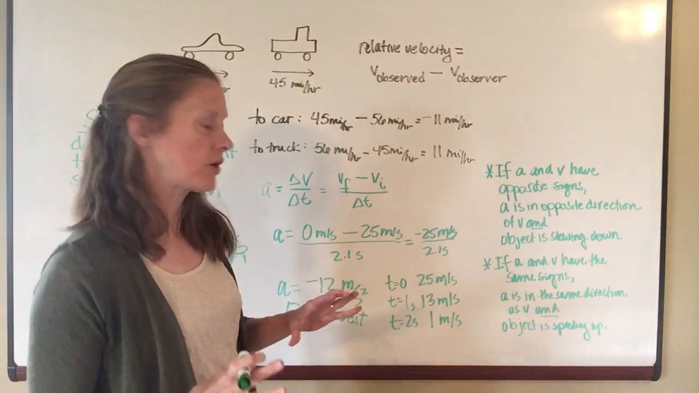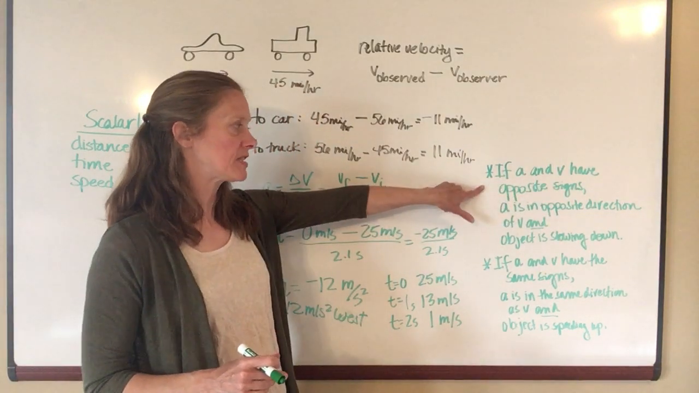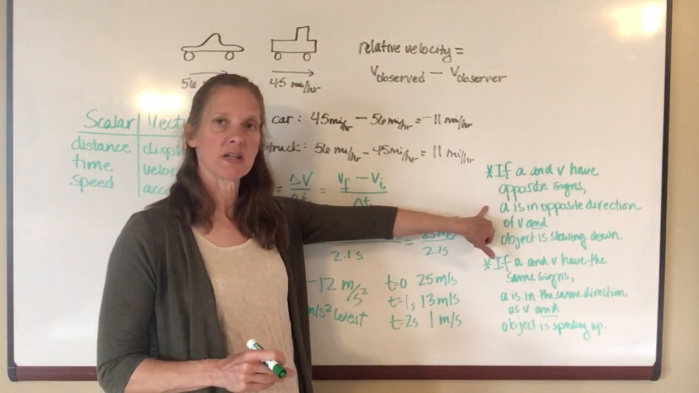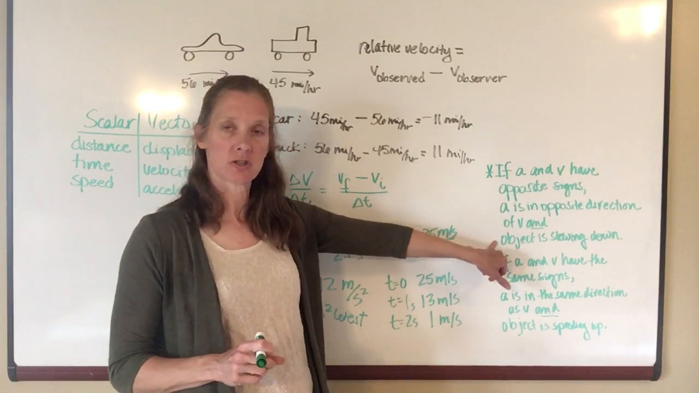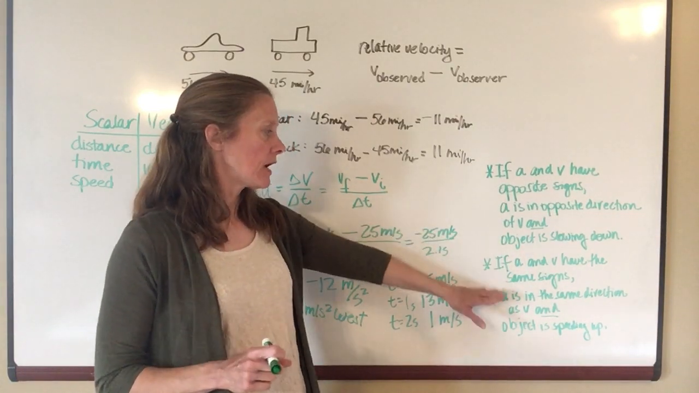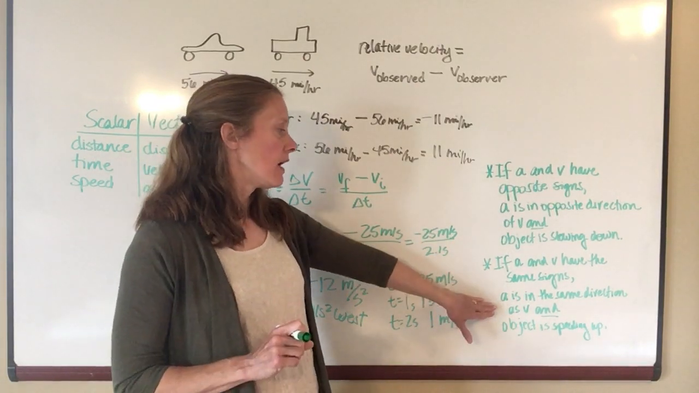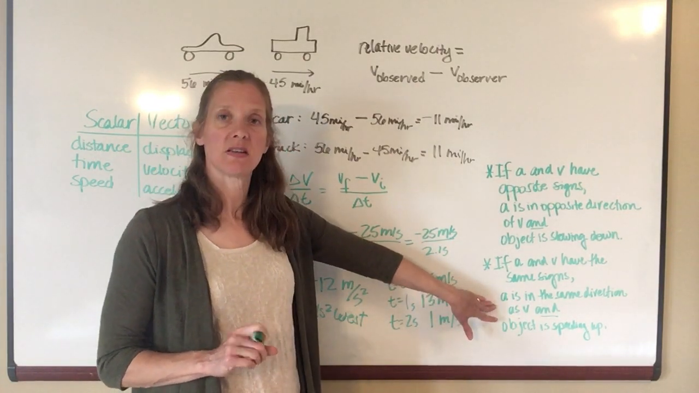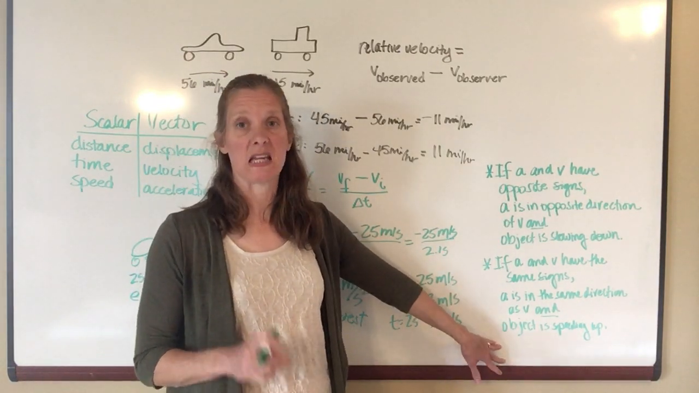So that's a couple of points you need to make sure you get. If acceleration and velocity have opposite signs, the acceleration is in the opposite direction of the velocity, and the object is slowing down. Now, on the other hand, if the acceleration and velocity have the same signs, then the acceleration is in the same direction as the velocity, and your object is going to be speeding up.